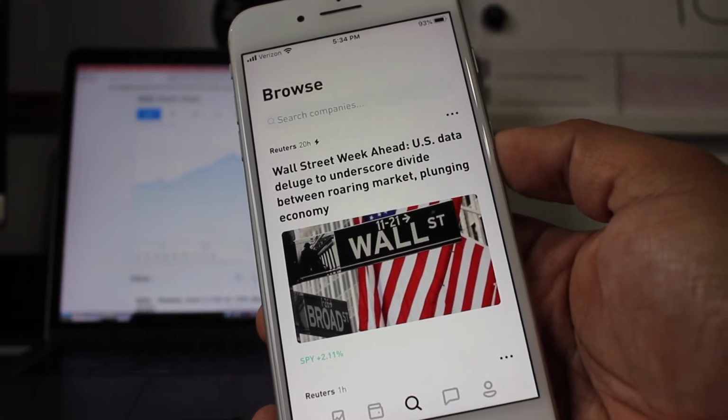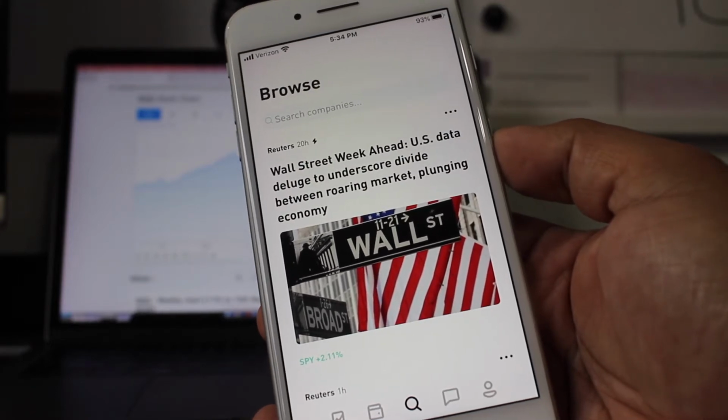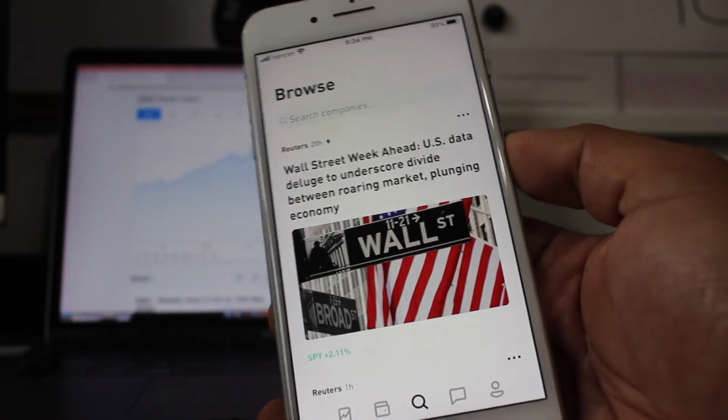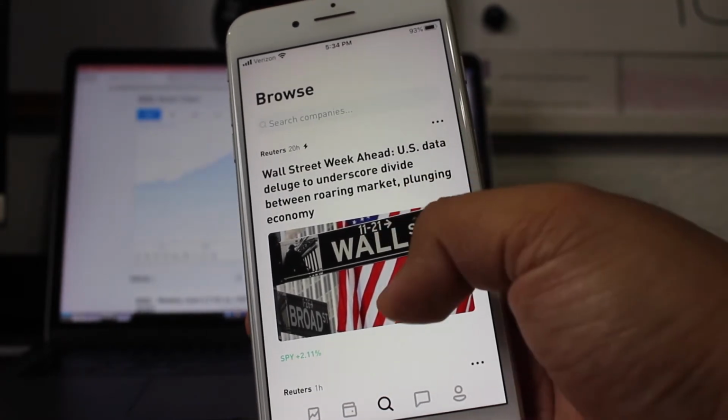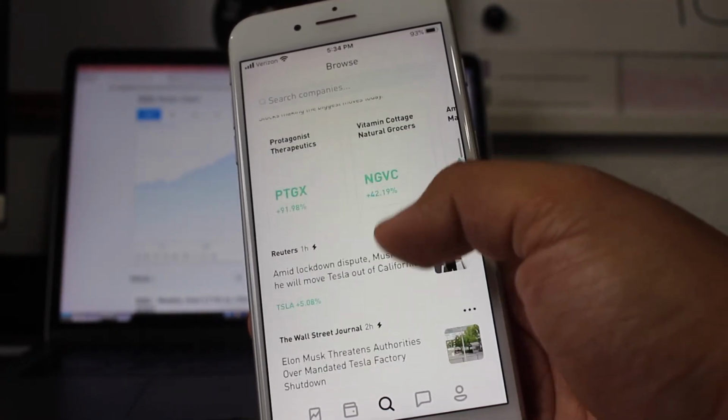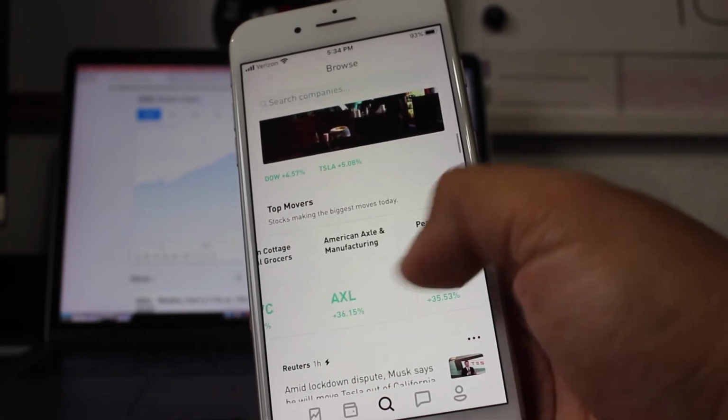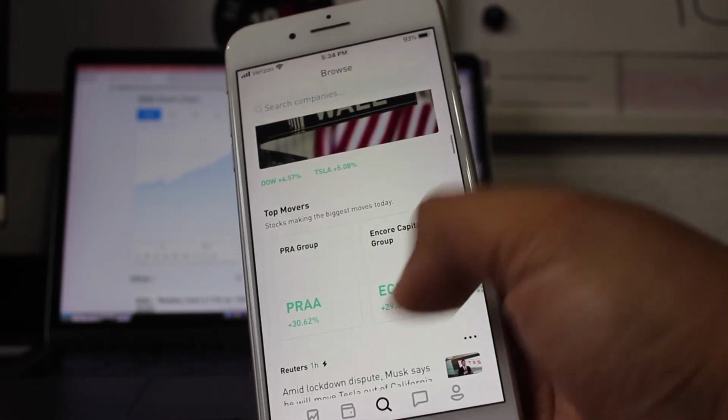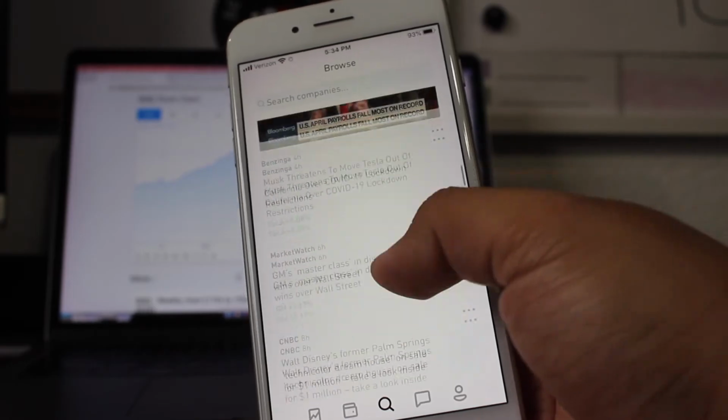Hey guys, so in this video I'm going to be showing you how to trade stocks using the Robinhood application. So first, when you open it, within that search bar you're able to see different news that's going on around the country and the world, and also the top movers, which have different companies that move a certain percentage of the day, and of course more news.